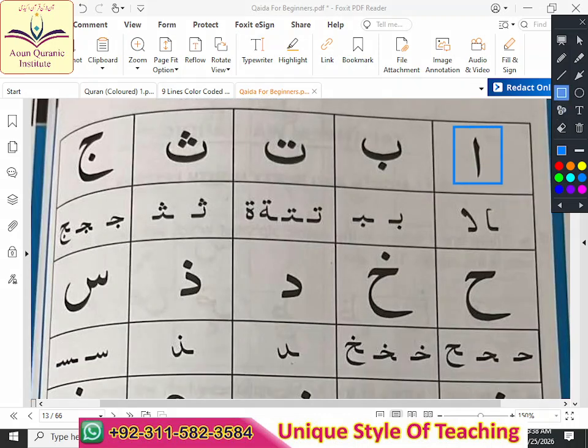What is the first letter? Alif. Look, my dear, Alif will come all the time like this. Alif will turn like this, like this, right? Like this, like this. Okay? Alif will turn right.